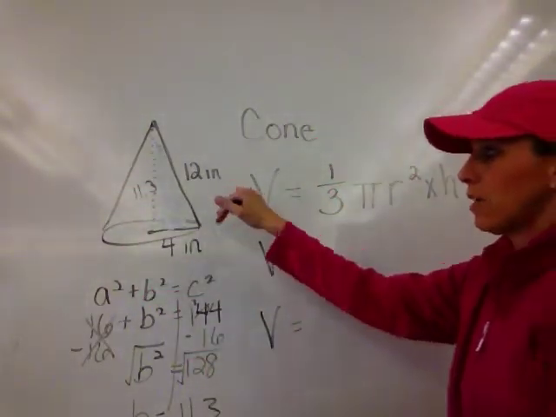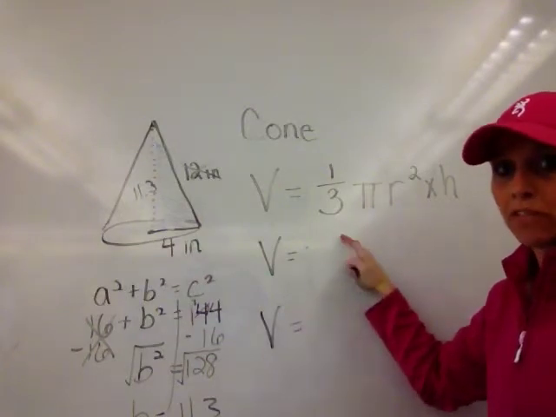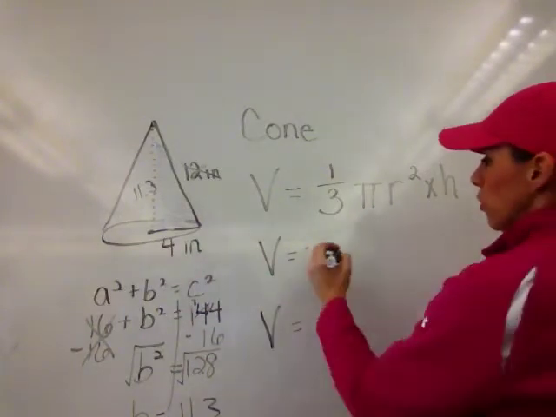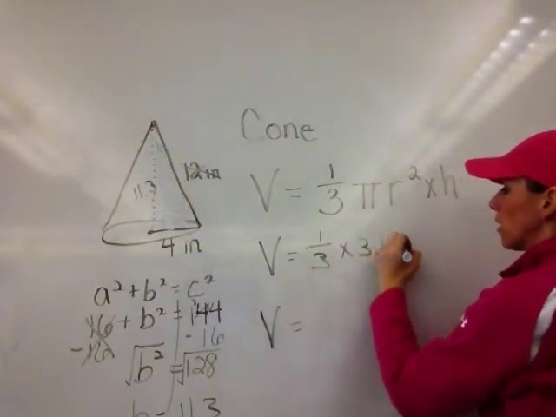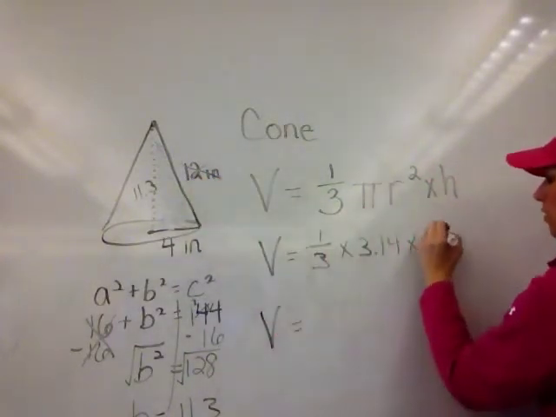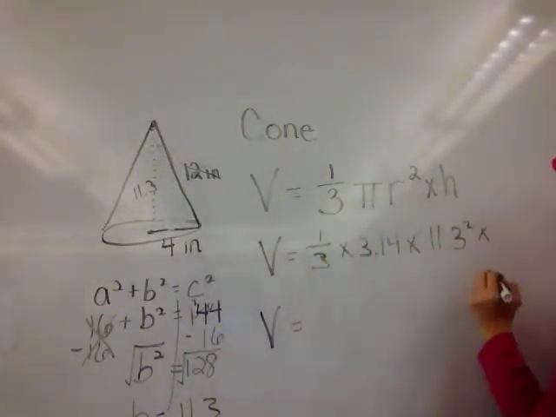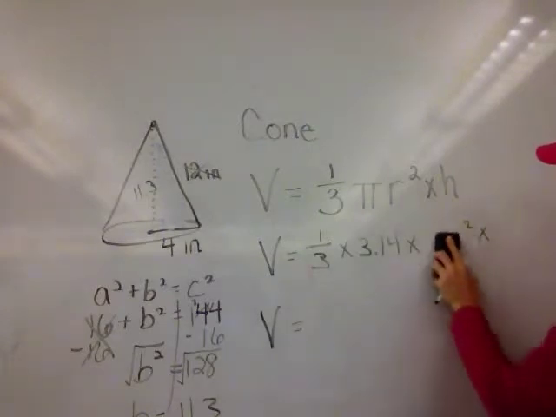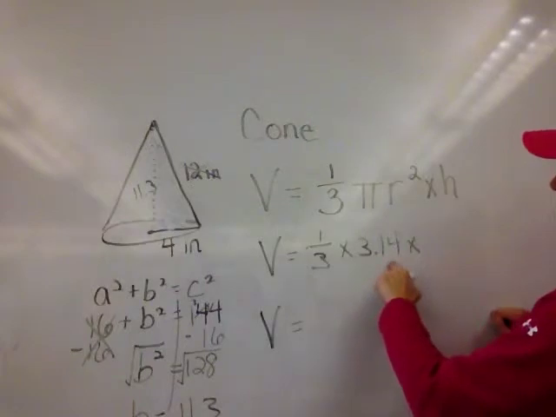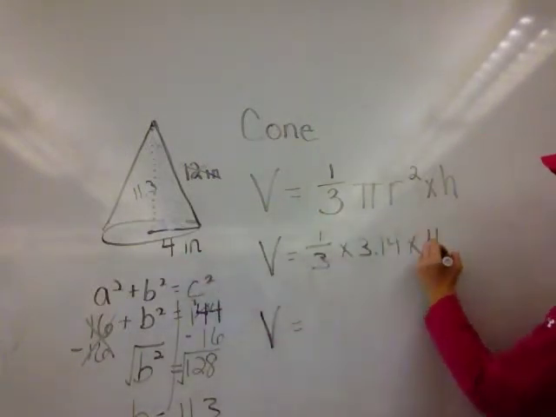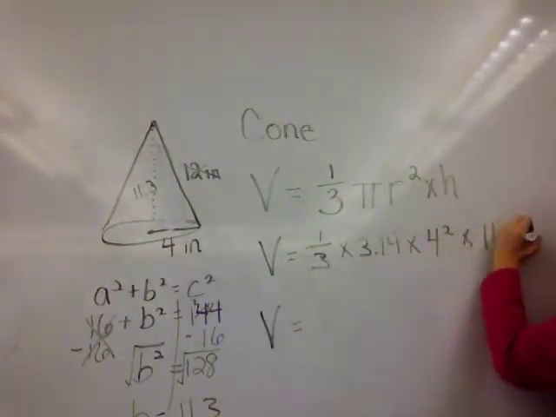Now I don't even need this 12 anymore. I can plug these numbers into my formula to find the volume of this shape. So I'm going to do 1 divided by 3 times 3.14 times 11.3 squared times the height. I want you to do this with me. Oh, excuse me, not 11.3 squared. We've got 3.14 times 4 squared, sorry guys, times finally the height, which would be 11.3.